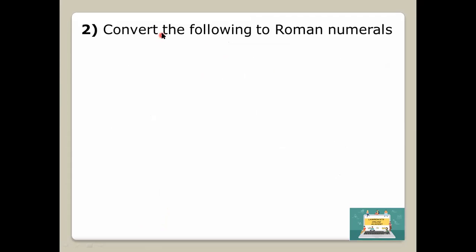Now, exercise 2. Convert the following to Roman numerals. Now, this is a different one. We are converting Arabic numerals into Roman numerals. So 10, this is a simple one. 10 equals X. 200. In order to convert, we have to first separate the number and write it as 100 plus 100. 100 is C, and there are two C's here. So 200 equals CC.